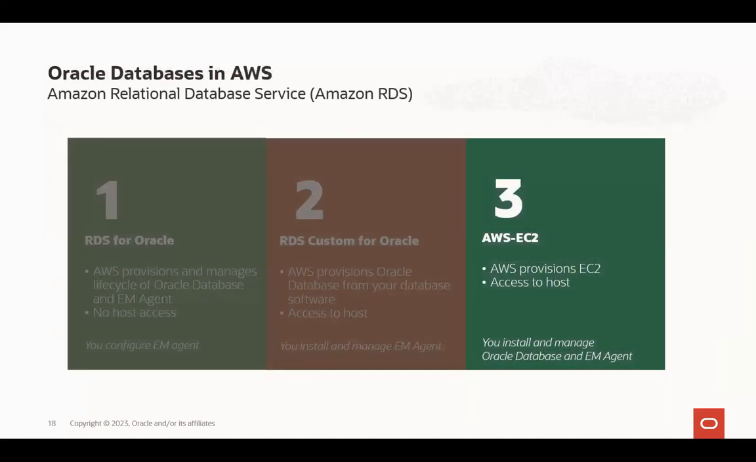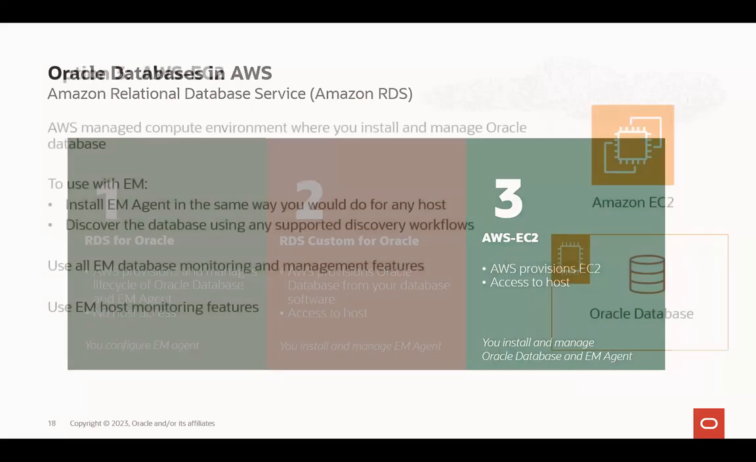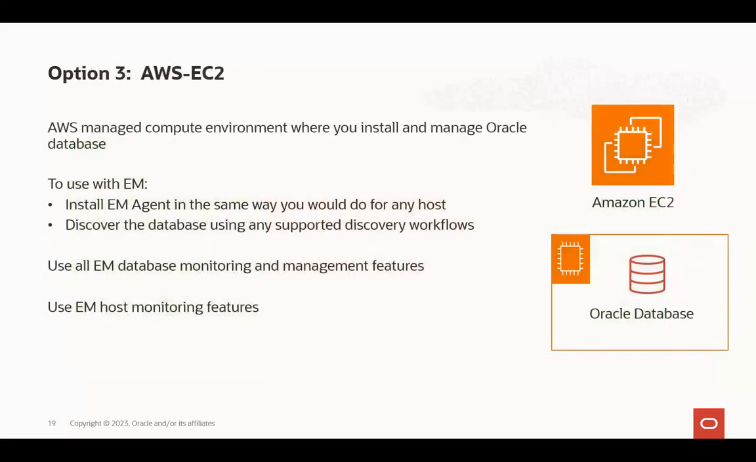Let's talk about the third option, using EC2. In this option, AWS provisions EC2, which is an AWS managed compute environment, which you can use to install and manage the Oracle database. To manage this database with EM, you'll first install the EM agent in the same way you would do for any host. Then discover the database using any of the supported discovery workflows. After discovery, you can use all EM database monitoring and management features, as well as all EM host monitoring features.